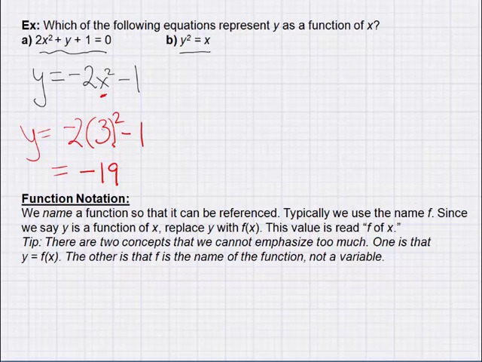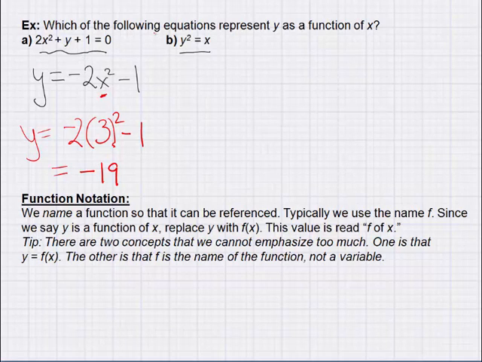So for one x I plugged in, I just made up 3, I got one y, which is negative 19. Now, if I did that for any other number, I'm going to plug a single value in for x, and using these operations, I'm going to get a single value for y. Therefore, one x gives me exactly one y. This is a function. So this equation represents y as a function of x.